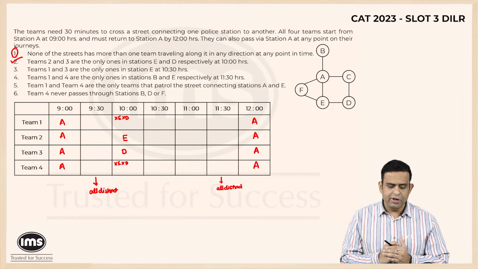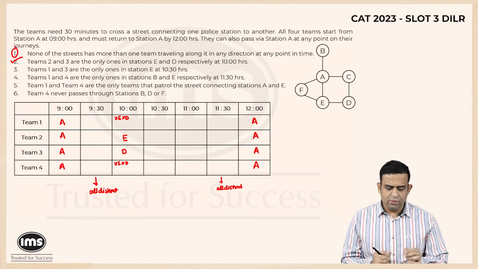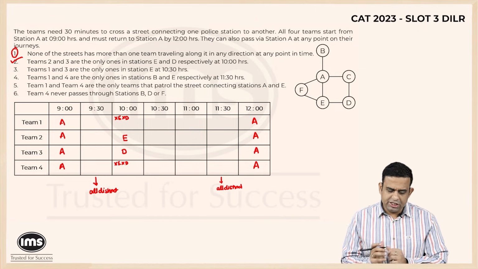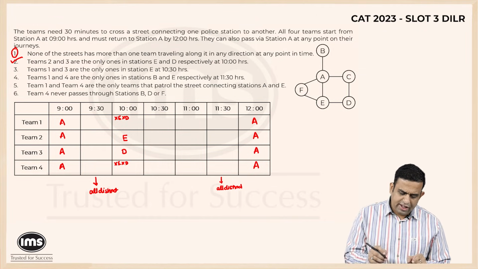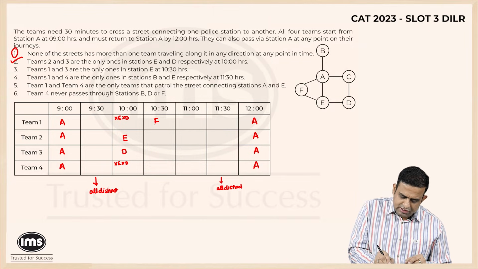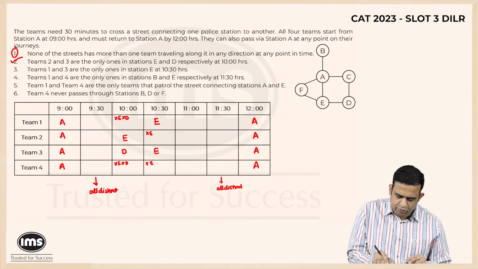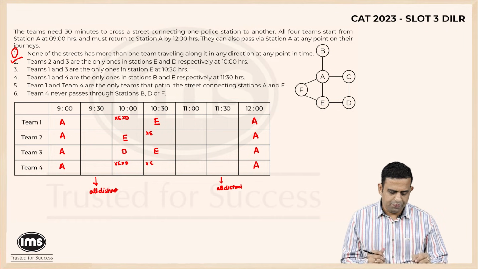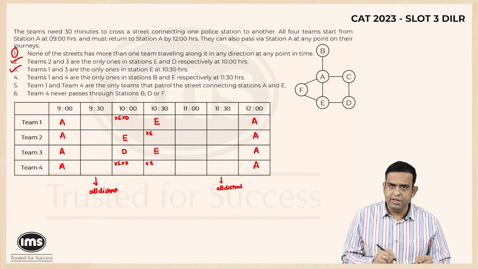Let's look at point number 3 now. Team number 1 and team number 3 are the only ones in station E at 10:30. So at 10:30 you have team 1 and team 3 at station E. And these are the only ones, which means that at 10:30 neither team 2 nor team 4 can be at station E. So we have used point number 3 as well.